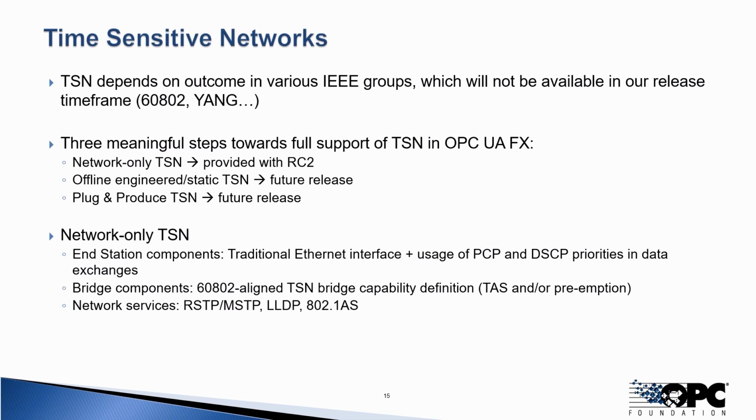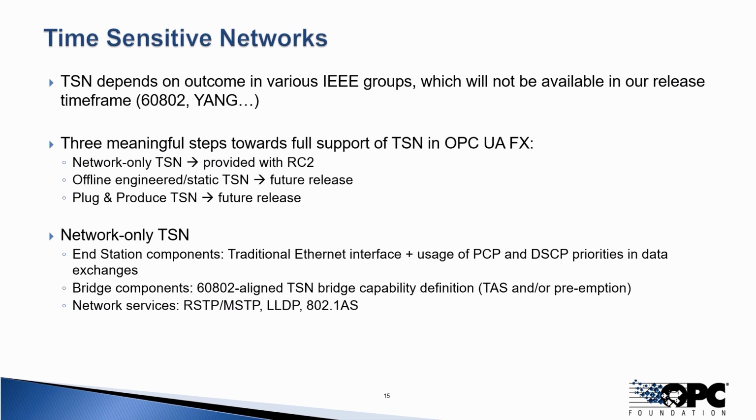The first one is network-only TSN, which will be provided with RC2. The second one is offline engineered static TSN, meaning offline engineered streams. And the last one is plug-and-produce TSN, meaning online engineered streams. Both will be covered in future releases.